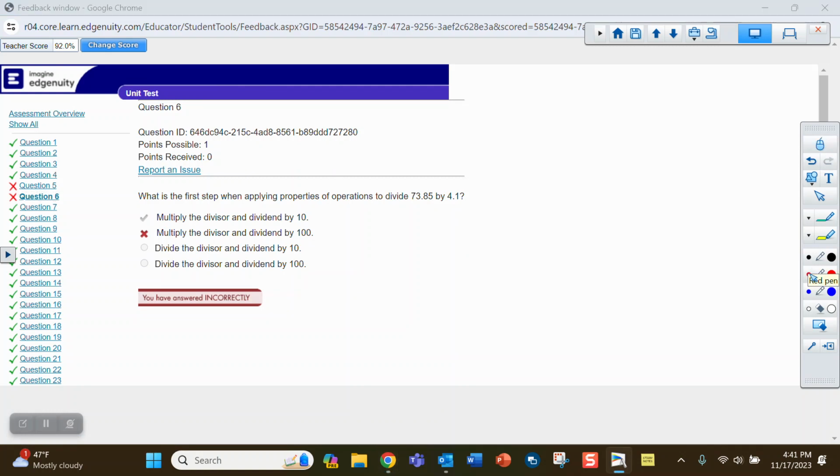Question 6 says, what's the first step when applying properties of operations to divide 73.85 by 4.1? So when you're dividing by a number, we want to make sure that that number does not have any decimals in it. 73.85 divided by 4.1 would look like this if we were going to use long division.